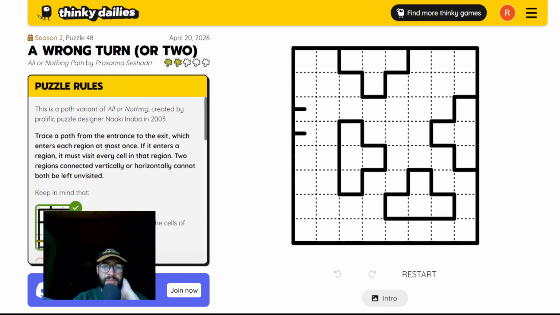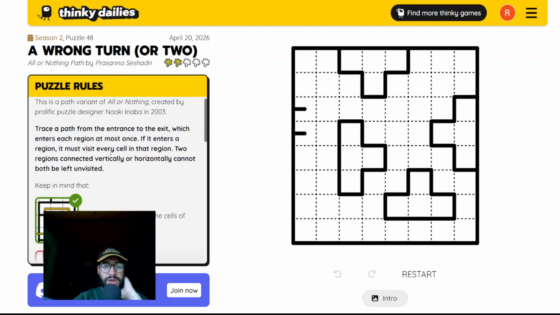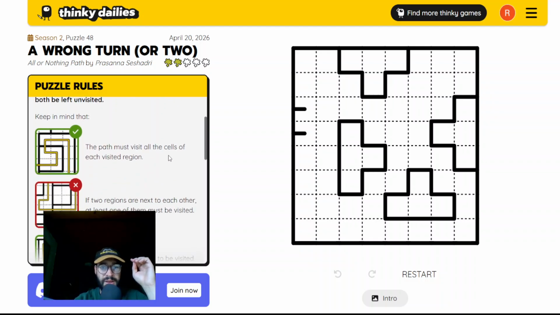So this is the path variant of All or Nothing created by prolific puzzle designer Naoki Inaba in 2003. I would love to do some research into this person. Trace a path from the entrance to the exit, which enters each region at least once. If it enters a region, it must visit every cell in that region. 2 regions connected vertically or horizontally cannot both be left unvisited. So keep in mind that the path must visit all the cells of each visited region.